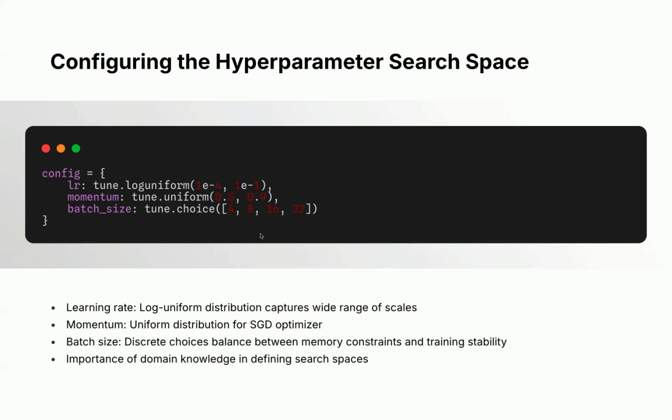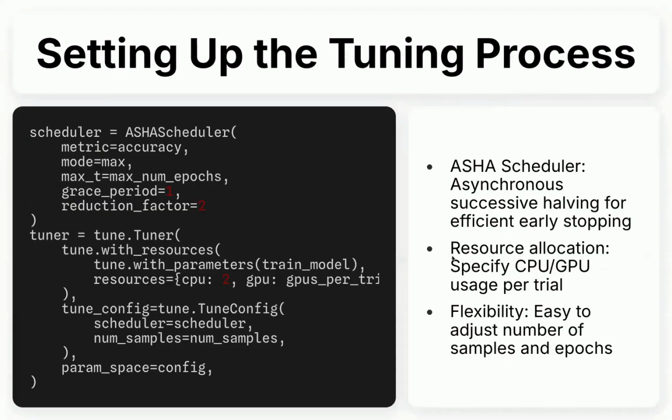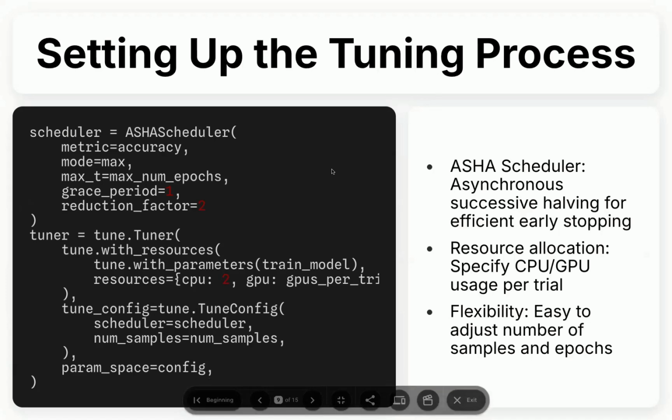So we're going to optimize this full space utilizing a Bayesian optimization-based approach. So we're utilizing the ASHA scheduler, which stands for Asynchronous Successive Halving, for efficient early stopping. We're going to be specifying the number of CPUs and GPUs that we use per trial. And we're going to adjust the number of samples and epochs for this given trial. But the main point is this is a pretty simple add-on to the original code that we had. You just need to set up the scheduler, the tuner, and specify the parameters that you'll be tuning.